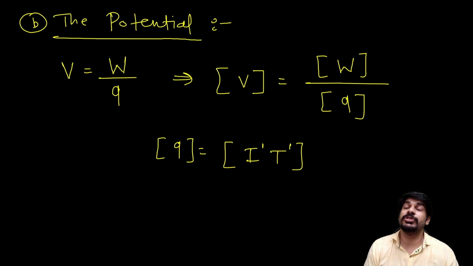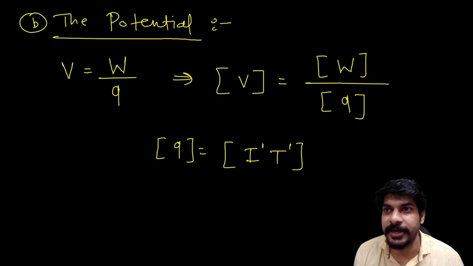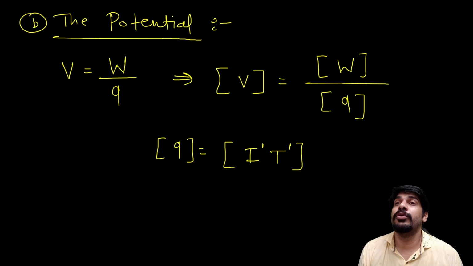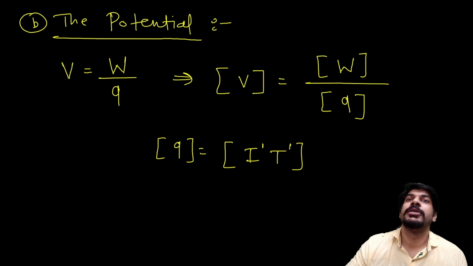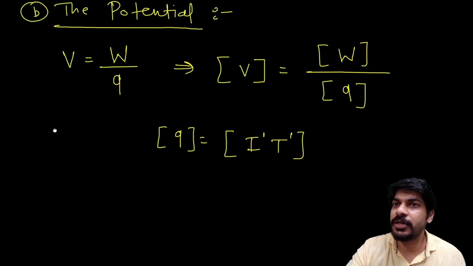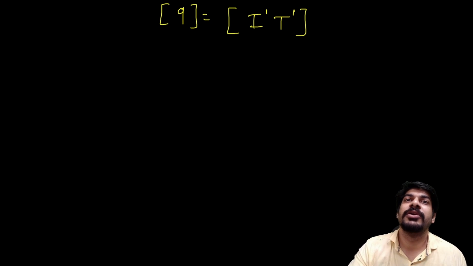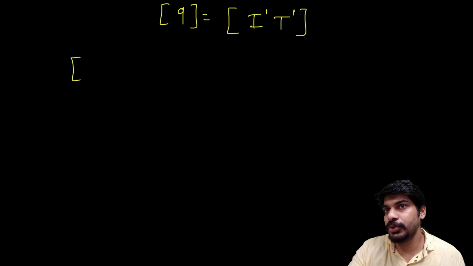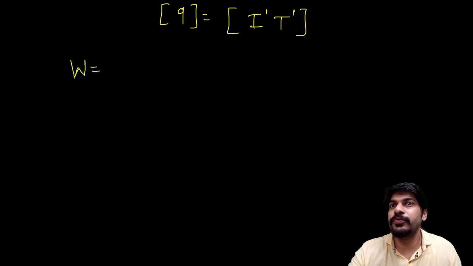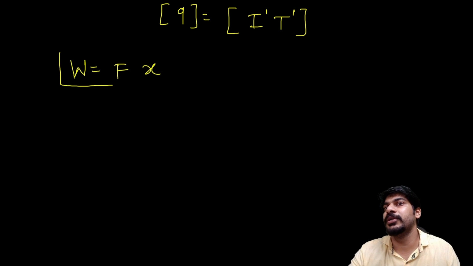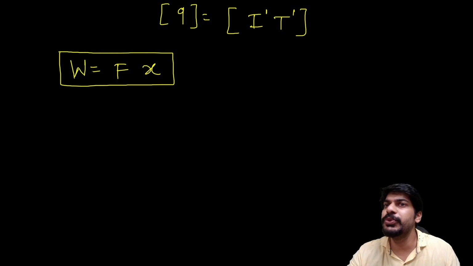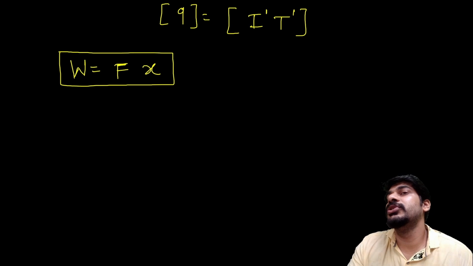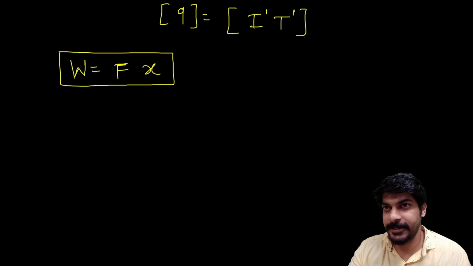Charge has dimensions, one in time, one in current. Okay, now what about the work? We have to find out the dimensional formula for work, then only we can get our answer. So as we all know, work is equal to force into displacement, right? Work is equal to force into displacement. Using this formula, we can actually find out the dimensions of work, right?